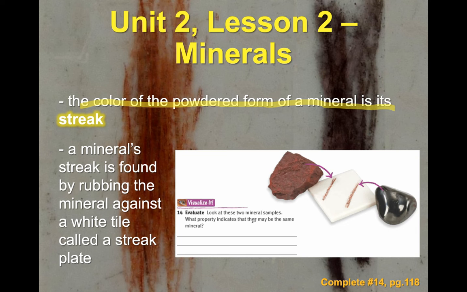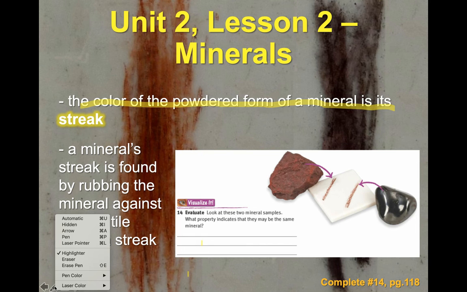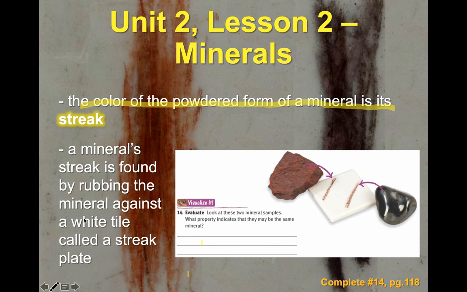So let's look at this question. If we look at these 2 mineral samples, which property indicates that they're the same mineral? Well, let's look at their color there. Oops, I need to go back. Sorry. So what do we think? Well, their streak is the same color, so they have the same streak color. So those could be the same mineral, even though they look totally different.